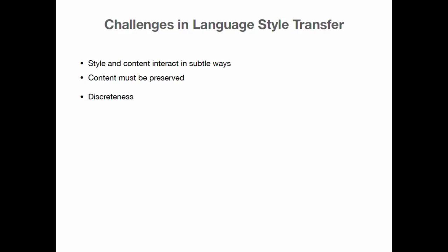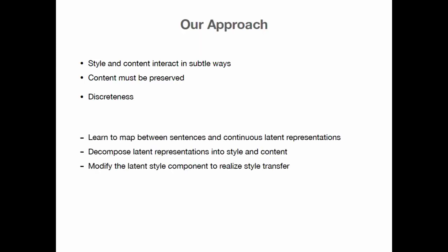Another challenge is technical. A natural language sentence is a sequence of discrete tokens. Direct transfer on the surface space is not a continuously optimizable process. To address these challenges, we propose to learn a mapping between sentences and continuous latent representations, and further decompose the latent representation into style and content components. Then we modify the latent style representation to realize style transfer.